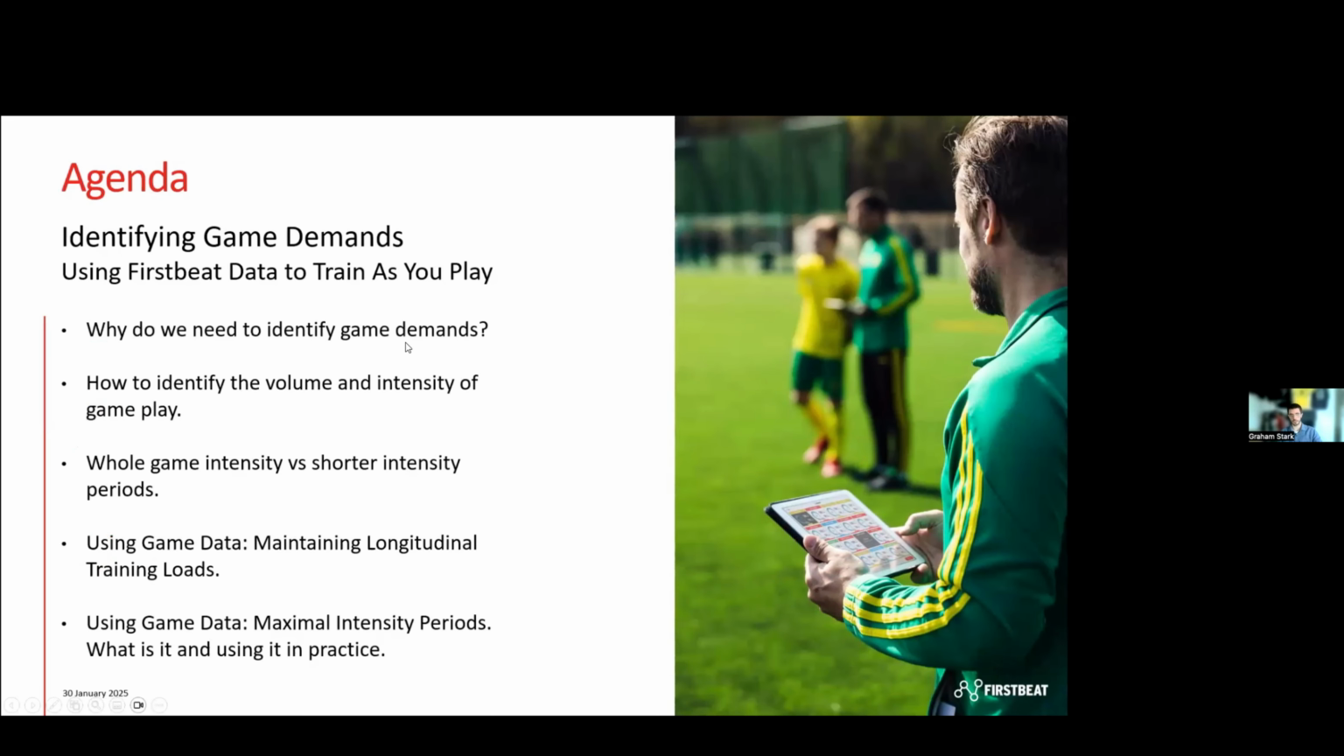So as I mentioned, we're looking at identifying game demands and using that, and we'll run through these different topics through this short webinar. Firstly, how to identify the game demands and why we do it. Then considering the differences between the game as a whole and shorter periods, and why it's important to keep those elements in mind rather than just looking at the whole game. And then a couple of practical examples on using it within a longitudinal context, so maintaining your training big picture over time, and then also looking at maximal intensity periods and what they are and how you can use them within your daily work.